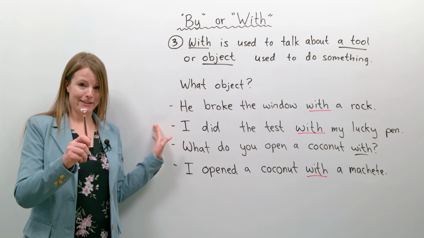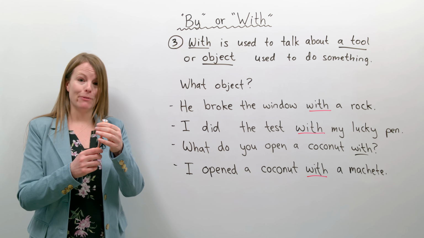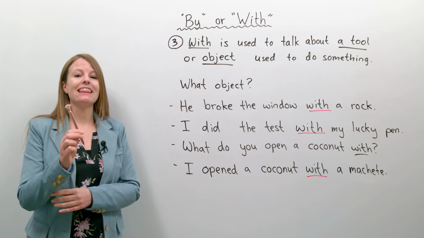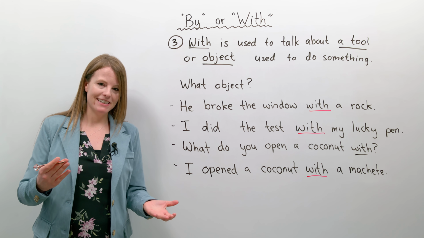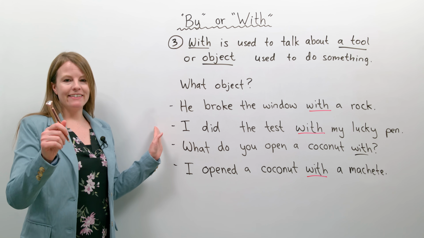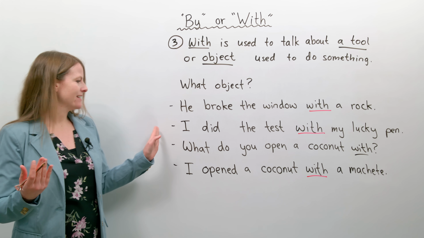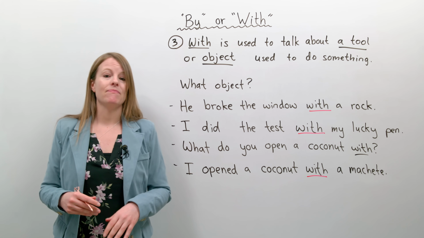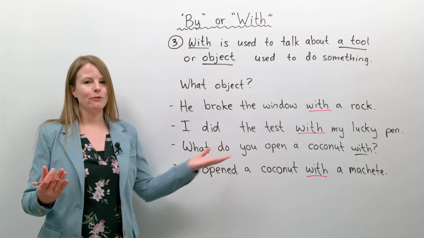Here's another example. This is very important to me. You might see a giant diamond. It's not. It's fake. I wish it was a real diamond, but it's not. But this is a pen. It's actually my lucky pen. So whenever I need to do work or tests or something important, I use this lucky pen. So how can I use this? Well, this is the object. Someone might say, how did you write the test? I did the test with my lucky pen. Do you have a lucky object you might use when you're doing tests? If you do, you can use this word with.